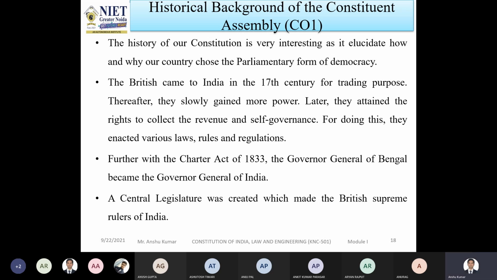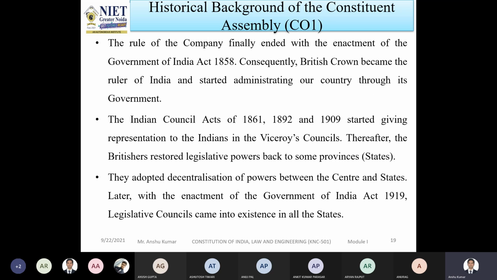Along with this charter, you have to remember Lord William Bentinck was the first Governor General of India. So these are certain features of this act. Now the next point: the rule of the company finally ended with the enactment of the Government of India Act 1858. This provided that after the enactment of this law, the British Crown directly took over the rule over India.